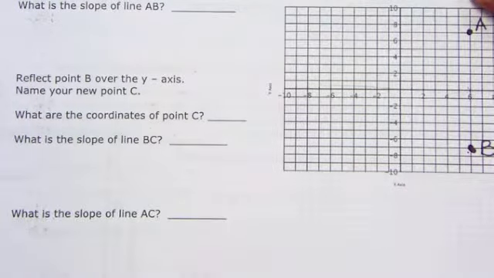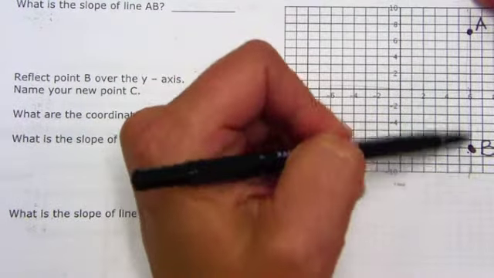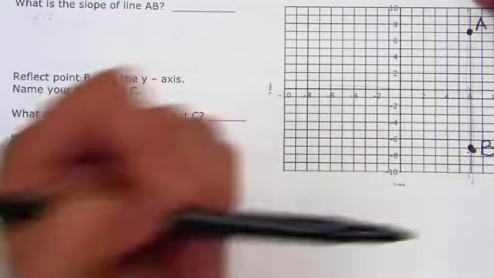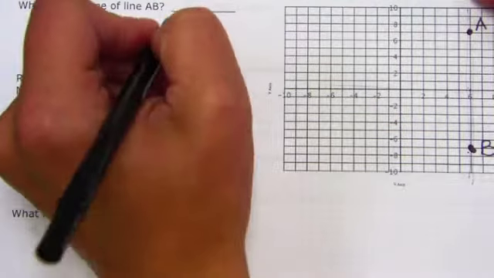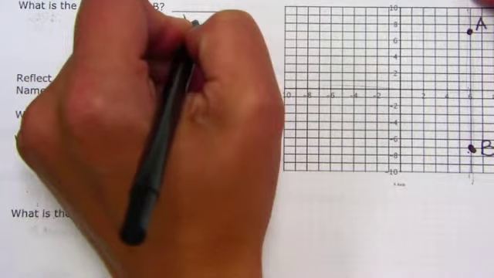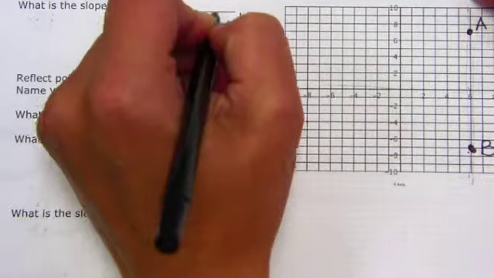What is the slope of line AB? This is a vertical line. Go ahead and write down an answer. You are correct if you wrote an answer of undefined.